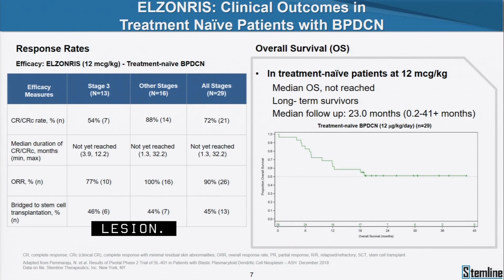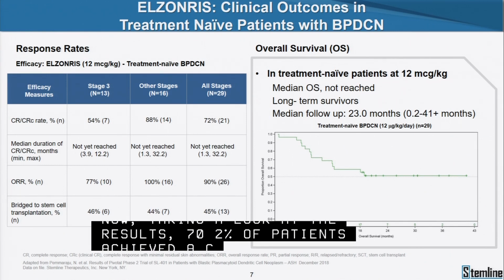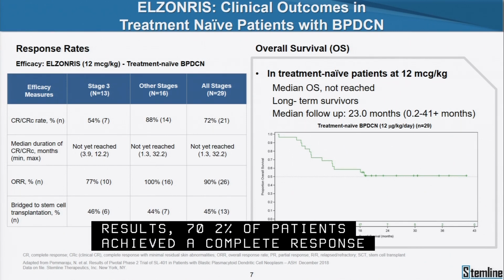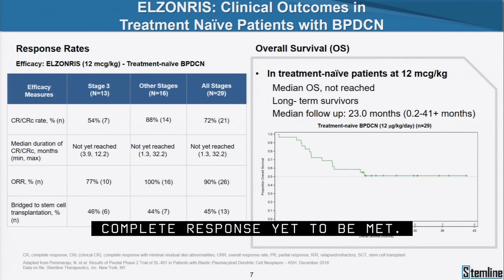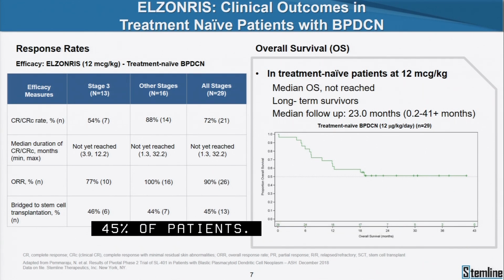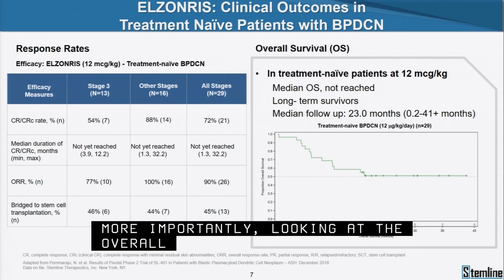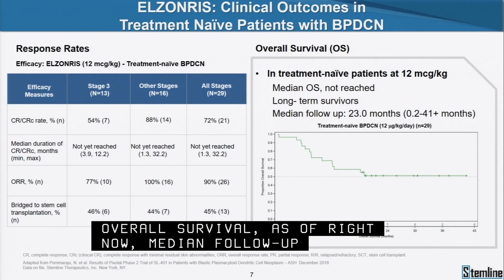Now taking a look at the results, 72% of patients achieved a complete response. The median duration of that complete response is yet to be met. Overall response rate was 90% and 45% of patients were bridged to a stem cell transplant. More importantly, looking at the overall survival, as of right now, at a median follow-up of 23 months, the median overall survival is yet to be reached, and there are still long-term survivors that are being evaluated.